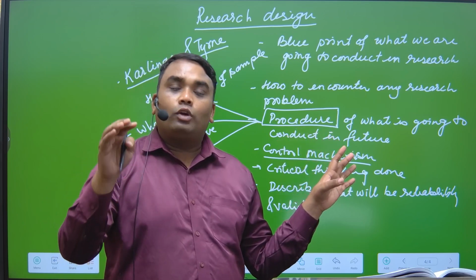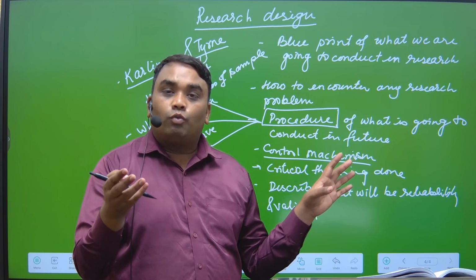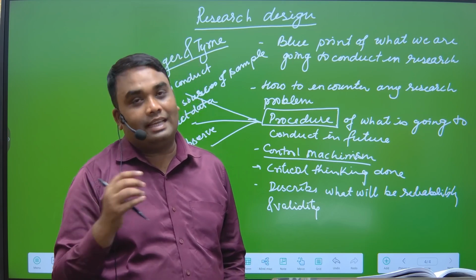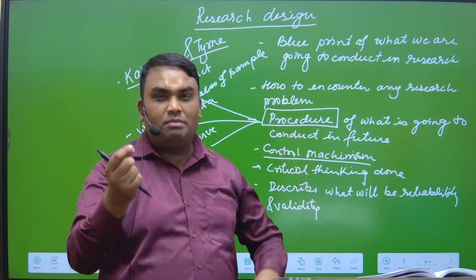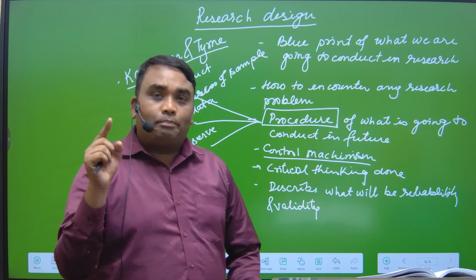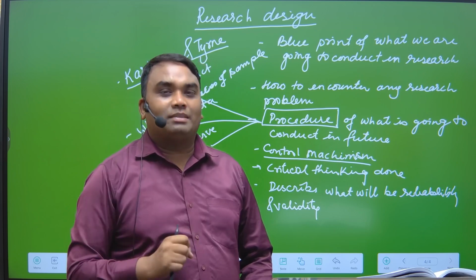Instead of that, you can also explain or write what the importance of research design is. By using these terms, you can write what the importance of this research design can be. The first importance can be that it is a control mechanism.